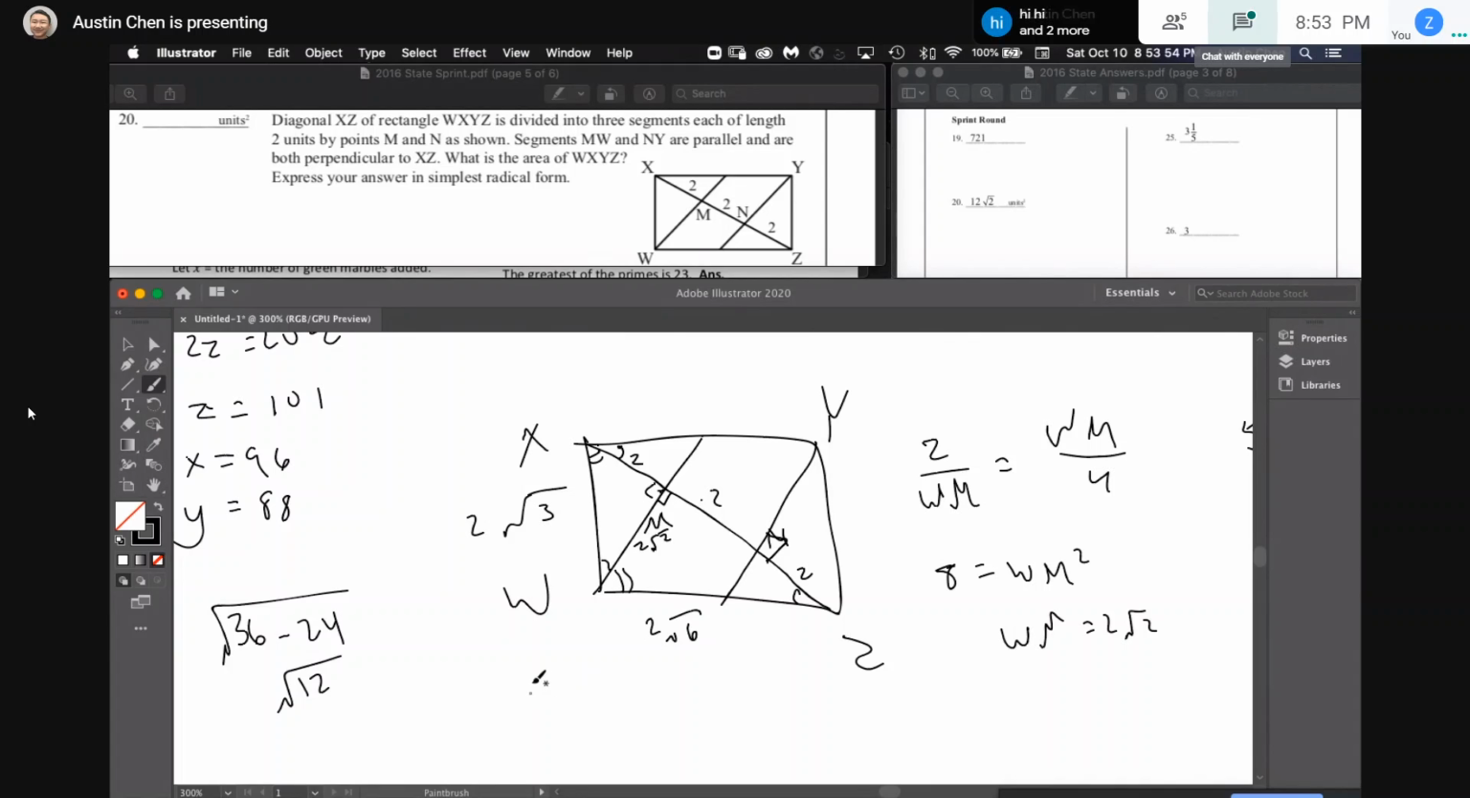And then we just find the area by multiplying them, right? Which is 4 times 3 times root 2, which is 12 root 2. That's the answer.